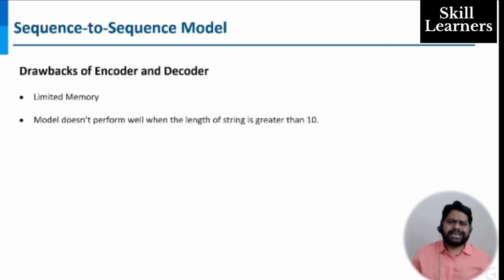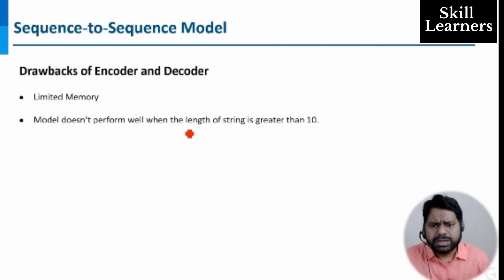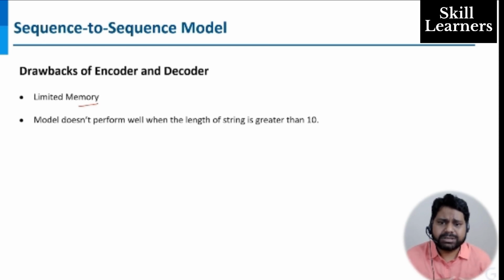What are the drawbacks of the encoder decoder model? It has been seen that encoder decoder models have limited memory. Since we are using LSTM, it can perform well with longer text, but it cannot work well if we are passing an entire sentence containing 100 lines of text. In such situations, the encoder decoder model does not perform well. Similarly, the model does not perform well when the length of the string is greater than 10.